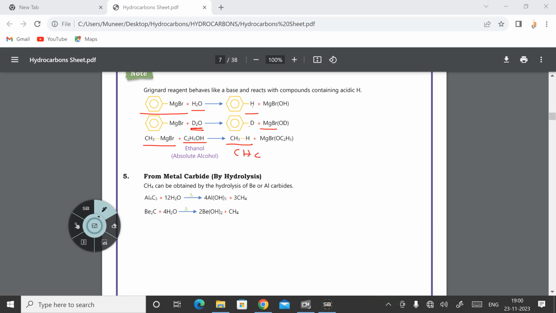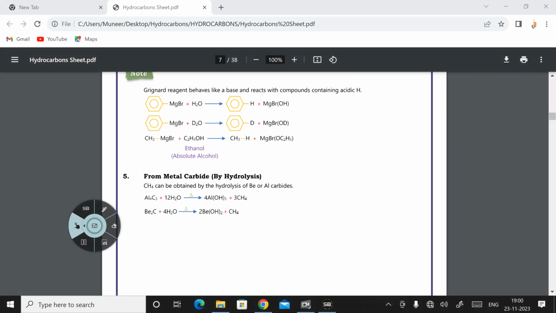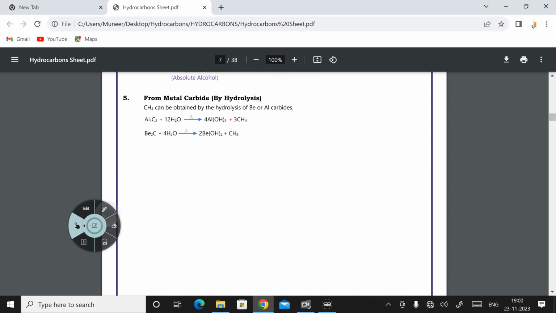CH4, this is nothing but CH4, MgOH, MgBr and OC2H5. Like that, you can write different types of equations. So that is about preparation of alkanes. Here, this is nothing but benzene. This is also heavy benzene, deuterobenzene. This is methane, CH4, like that. And the last one, preparation from metal carbides. Hydrolysis of metal carbides.